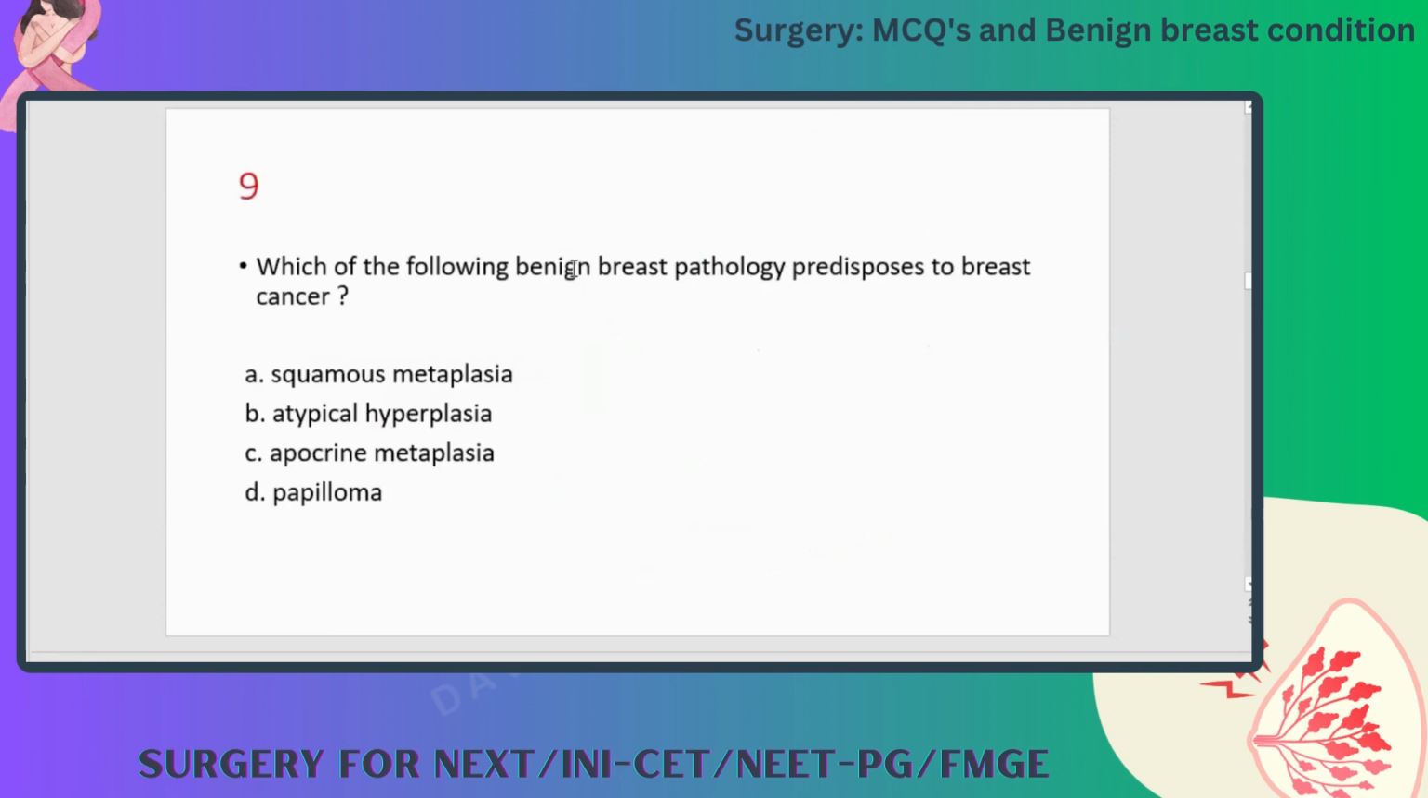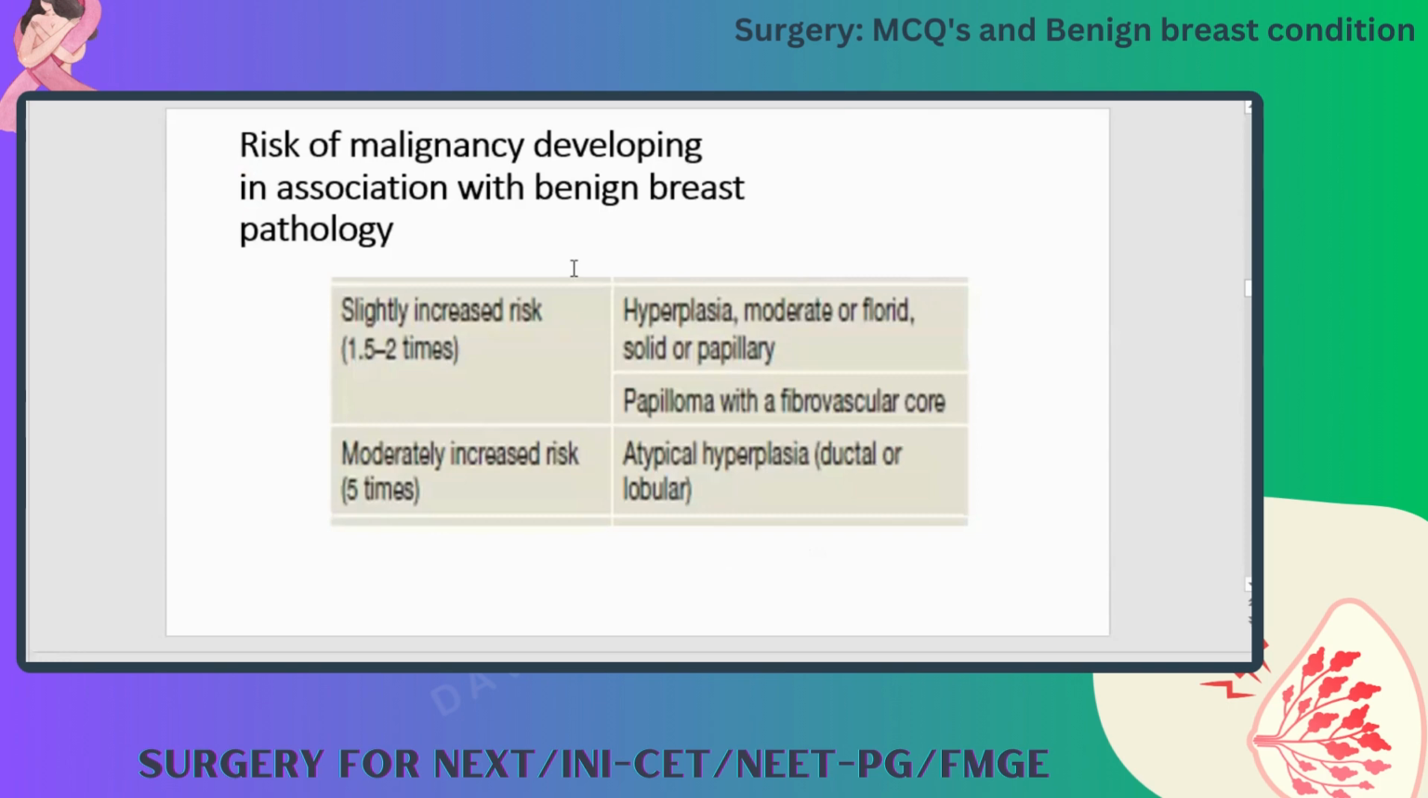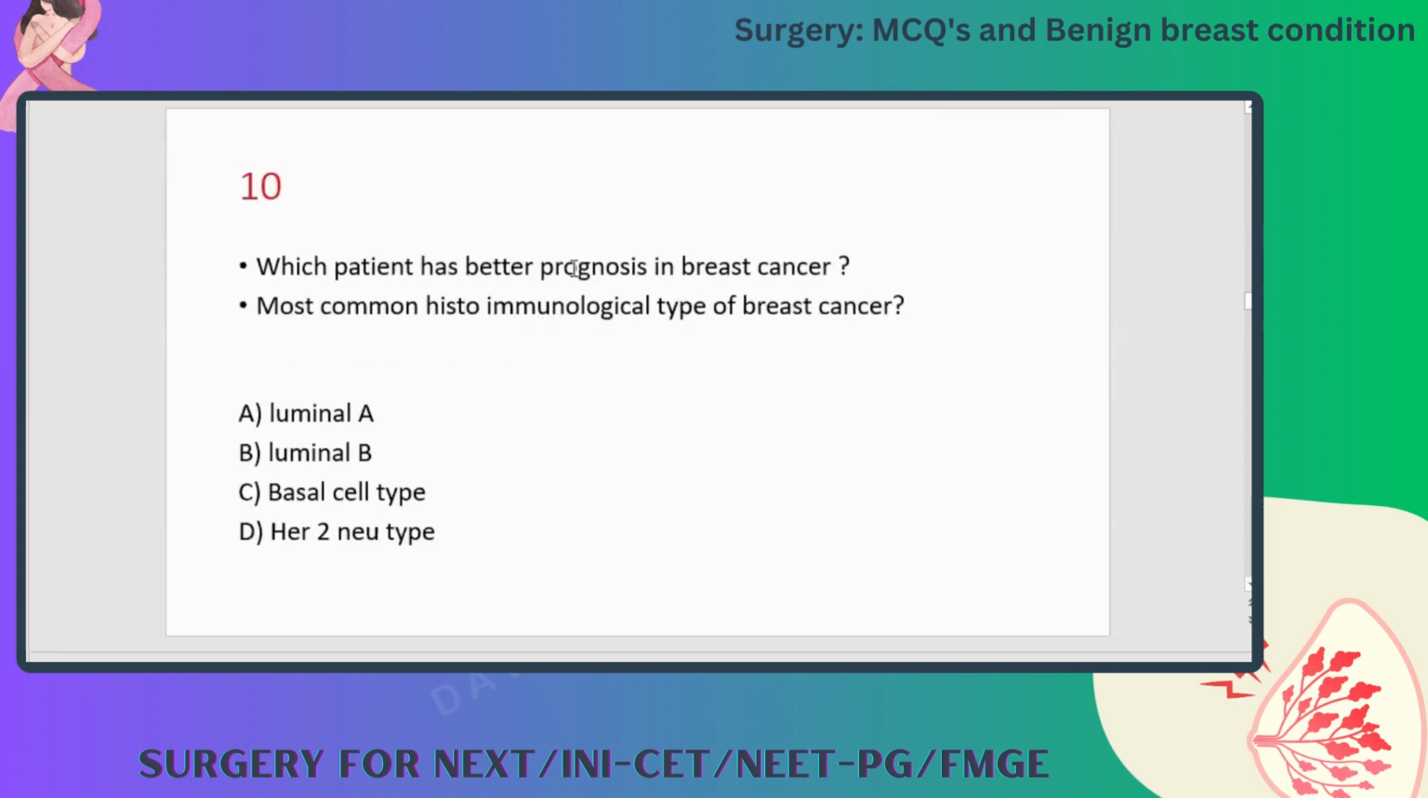Which of the following benign breast pathologies predisposes to breast cancer? Atypical hyperplasia. Excellent. Others also clear? Slightly increased risk is up to 2 times, moderately increased risk up to 5 times for atypical hyperplasia. This one you have to answer.